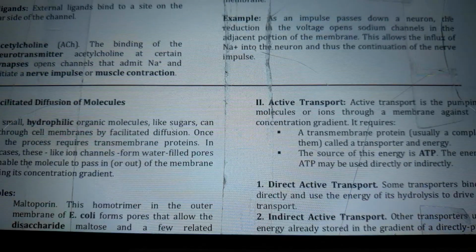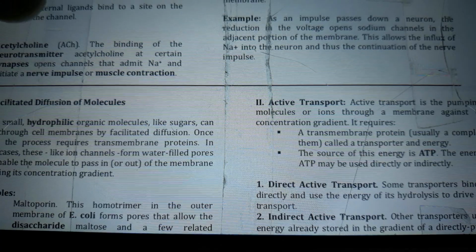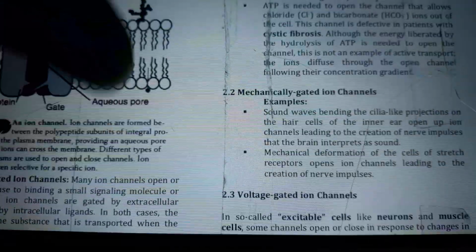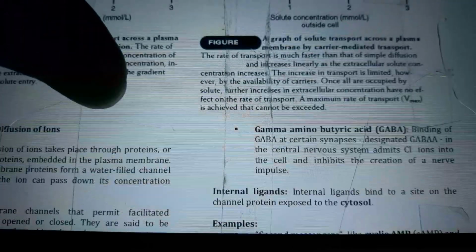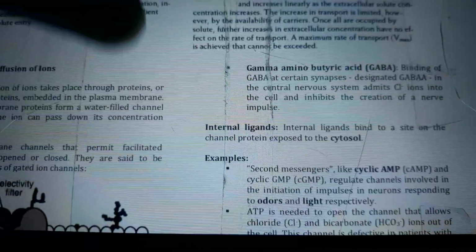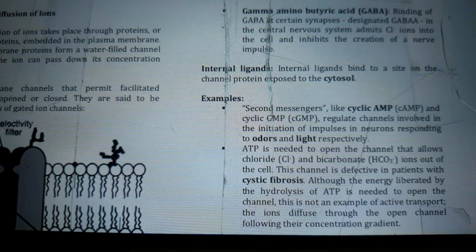External ligands. These bind to a site on the extracellular side of the channel, for example, acetylcholine, ACh. The binding of the neurotransmitter acetylcholine at certain synapses opens channels that admit sodium and initiate a nerve impulse or muscle contraction. And gamma-aminobutyric acid, GABA: binding of GABA at certain synapses in the central nervous system admits chloride ions into the cell and inhibits the creation of a nerve impulse.